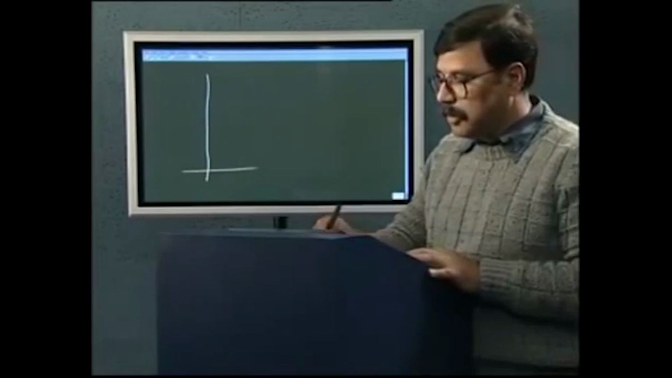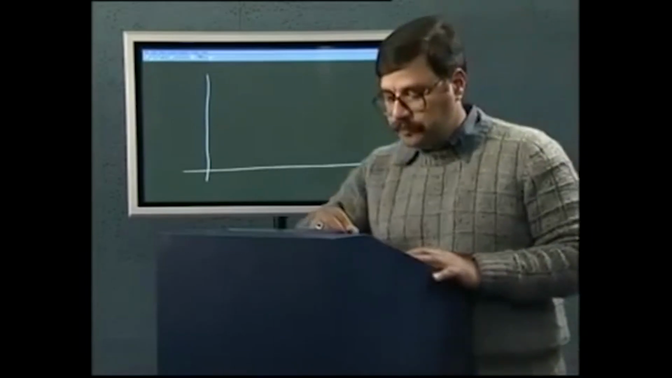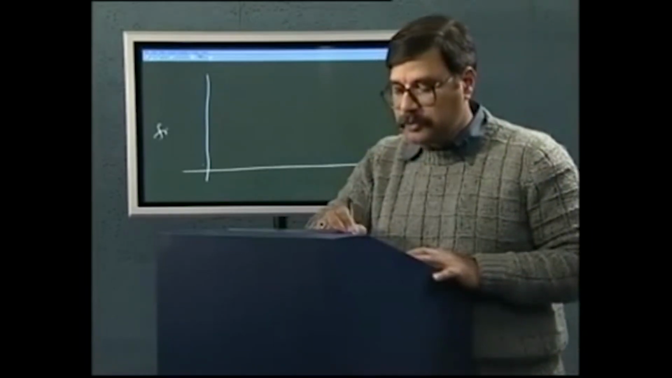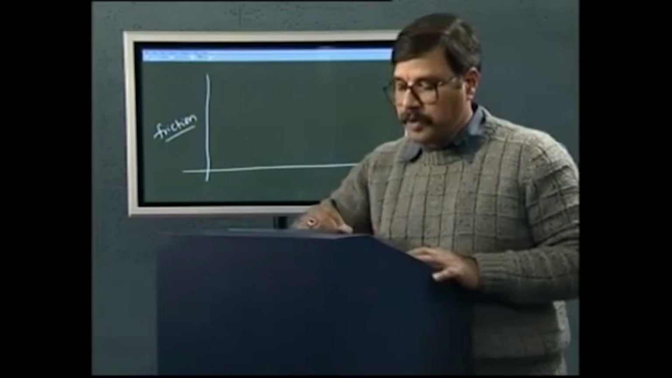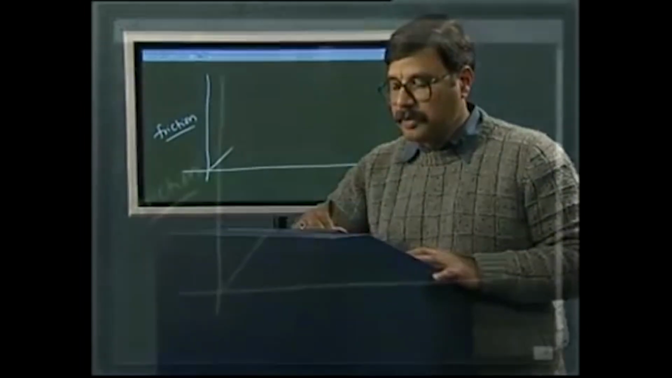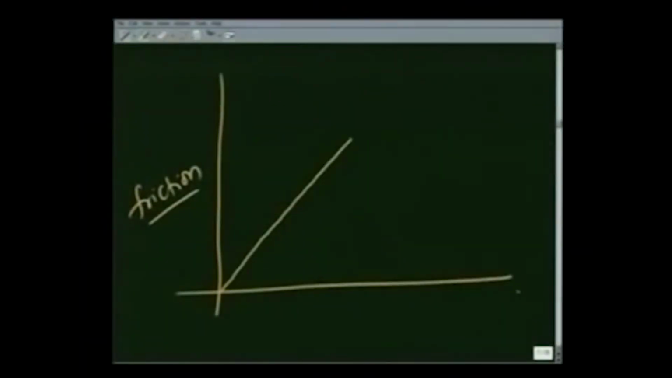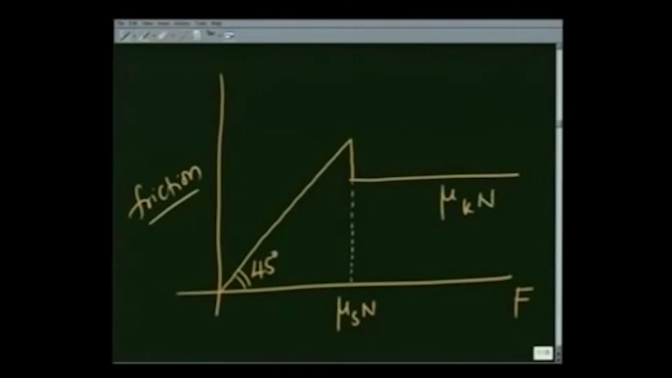As I take a body and apply a force, the frictional force increases in proportion to the applied force. This, as I said earlier, is 45 degrees, and then when it reaches the maximum mu s N, the body will start moving and the friction force drops slightly, this value being mu k N.